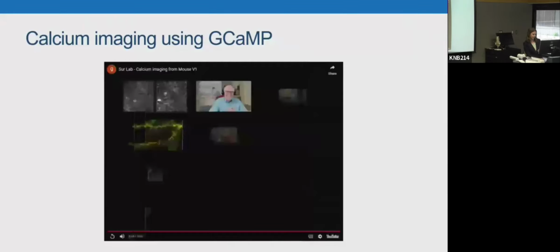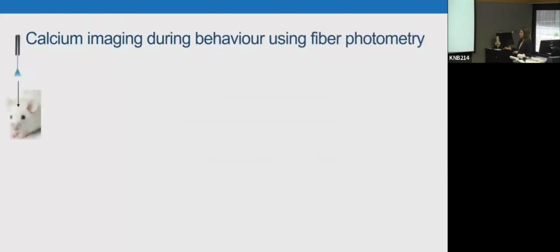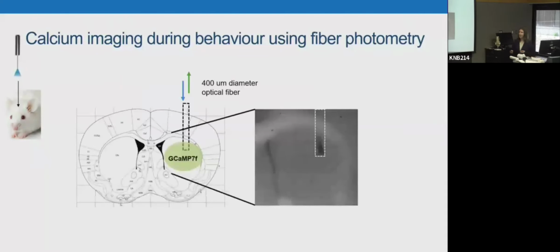That's GCAMP. For my study, I used a different technique called fiber photometry to measure GCAMP activity in the brain. With this technique, an optical fiber is inserted into the brain of the mouse, and I specifically inserted it in the striatum. So this is the striatum in the mouse, and I had GCAMP in the right striatum. This optical fiber then recorded the calcium signals from the striatum of the mouse while they were behaving.